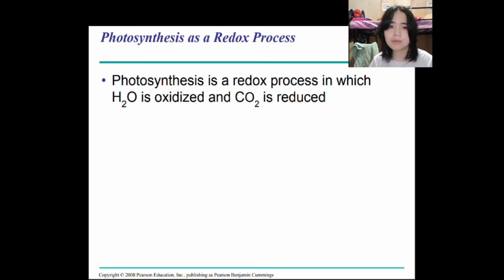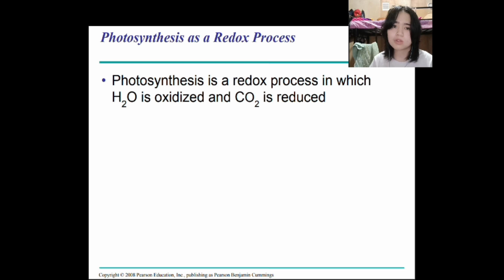Hello everyone, my name is Yumi Manasala, and let us talk about photosynthesis as a redox process. Now, a redox reaction is a process in which an electron is moved from one atom to the other, meaning that one of them will lose an electron while the other will gain it, and that one atom will become oxidized and the other will be reduced. In terms of photosynthesis, the compound H2O, or what we know as water, will be oxidized, and CO2, which we know as carbon dioxide, will be the one gaining, or as we call it, reduced.